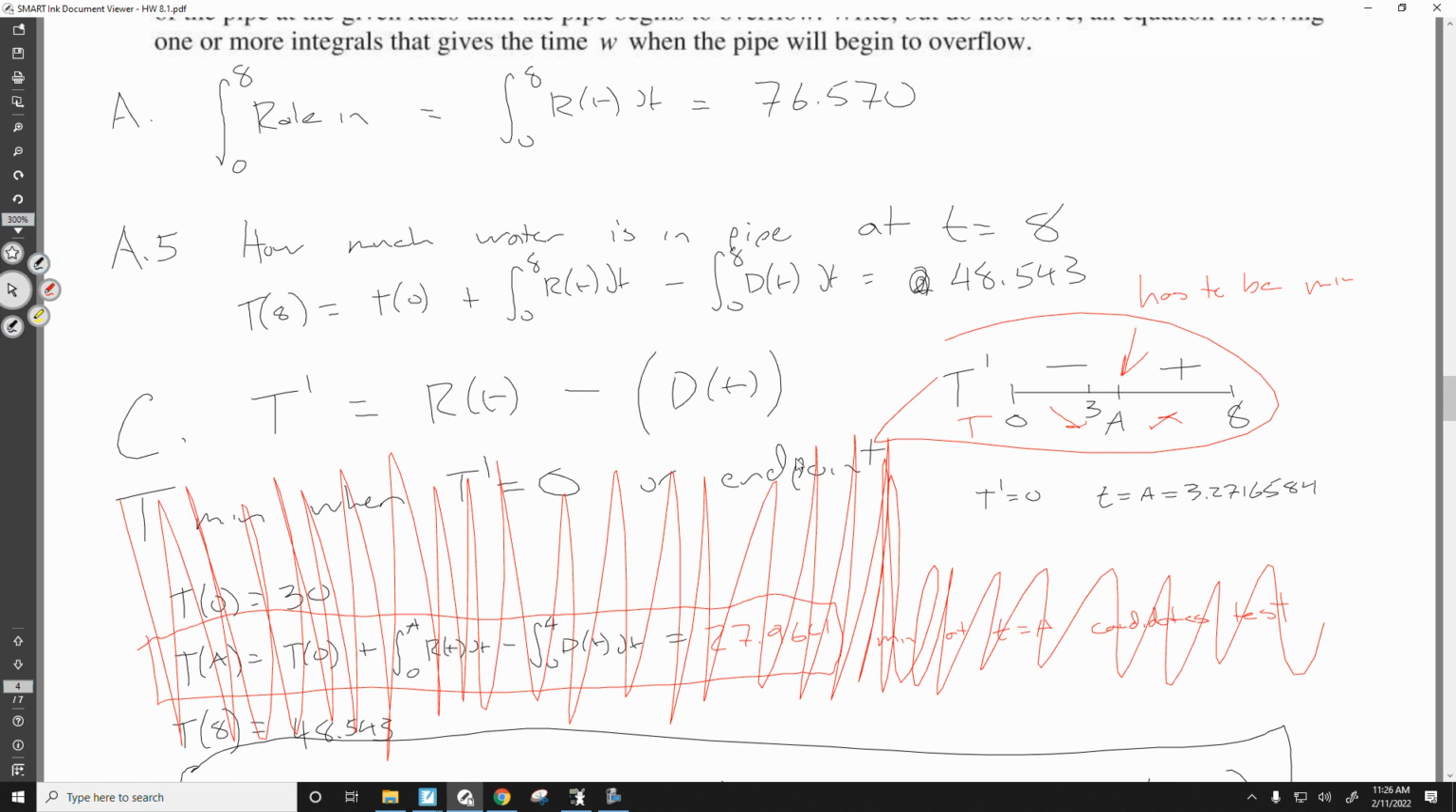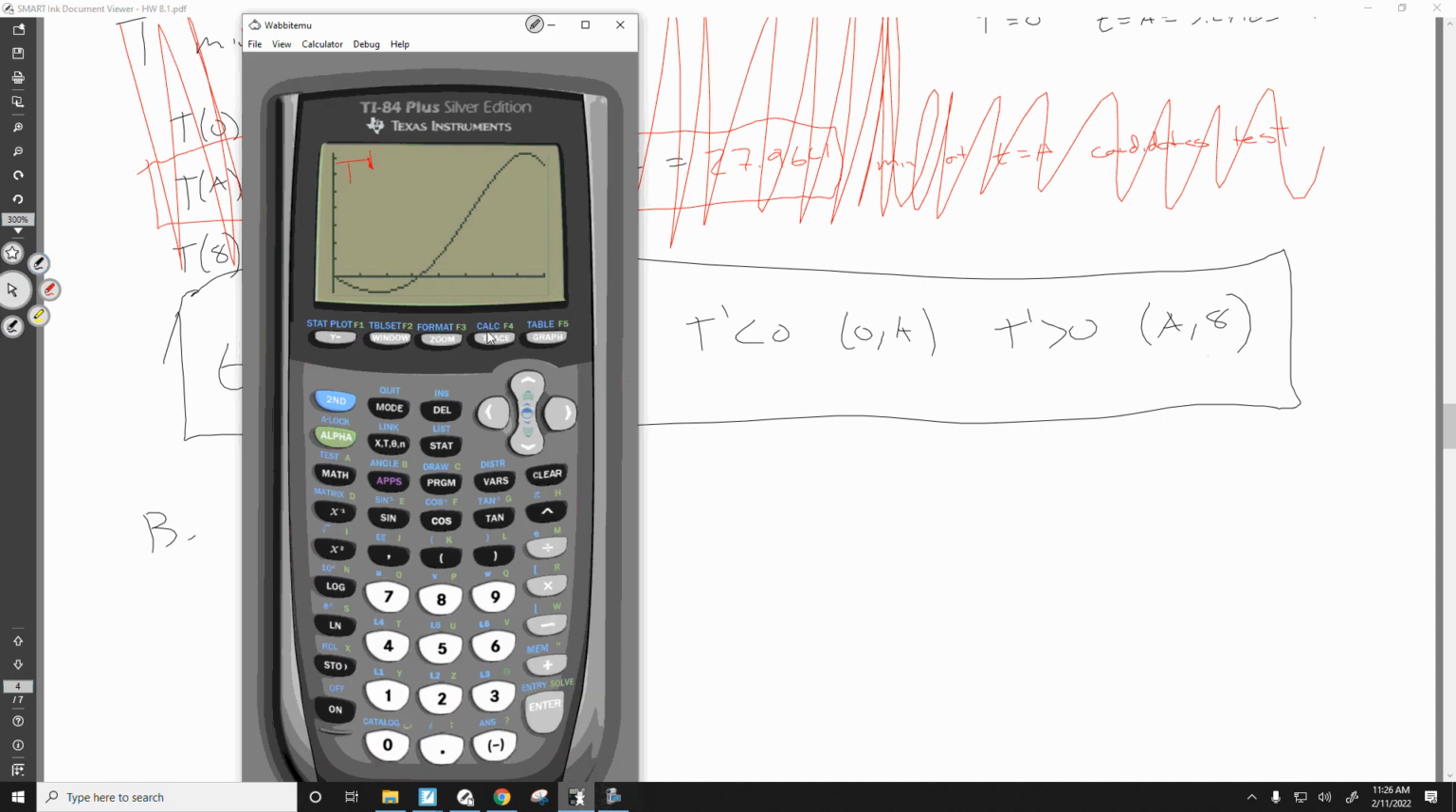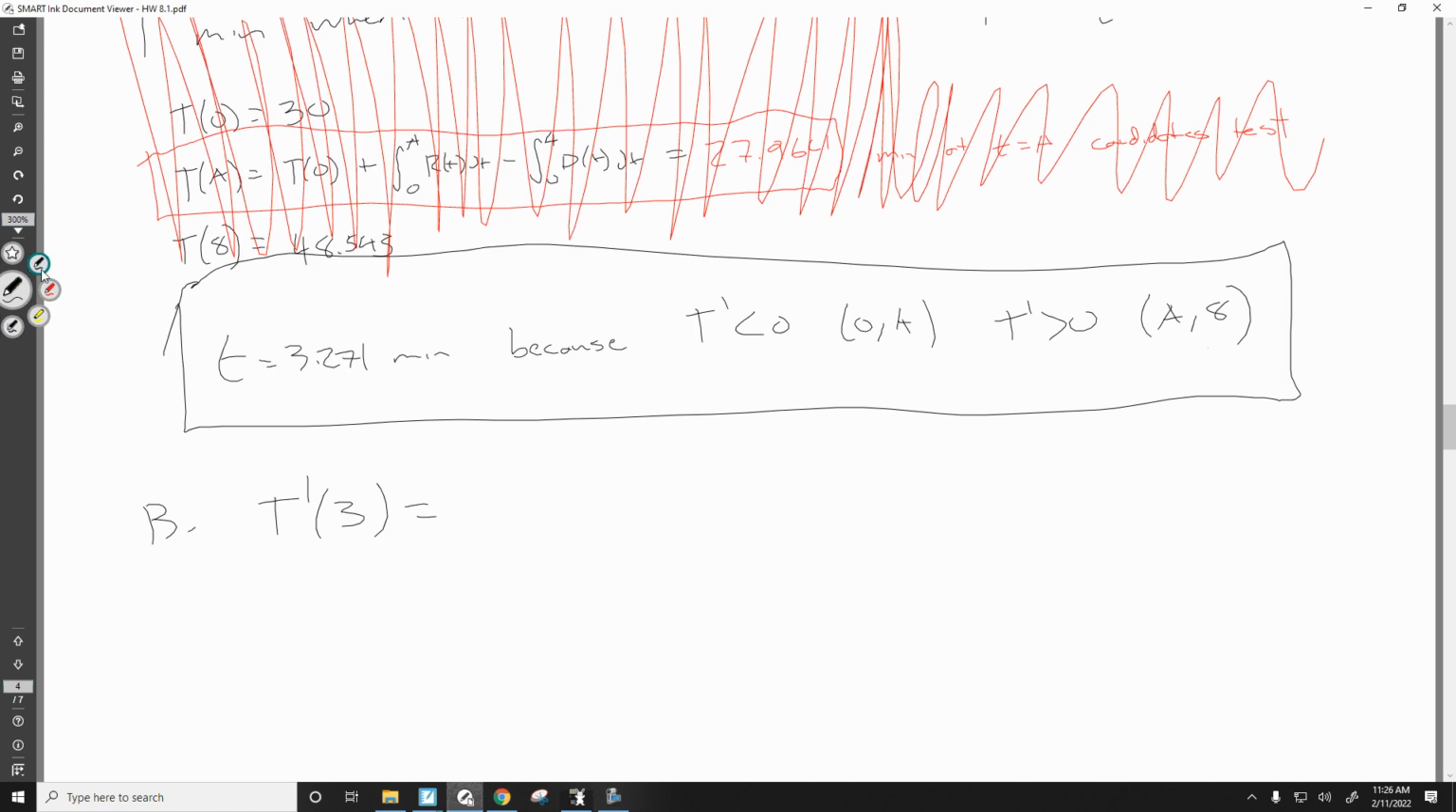But by how much? What's T prime of 3? Well, in the graphing screen, you can just find T prime at 3. Use trace, go to 3. You get negative 0.313. This is telling me T is decreasing by this many cubic feet per hour.